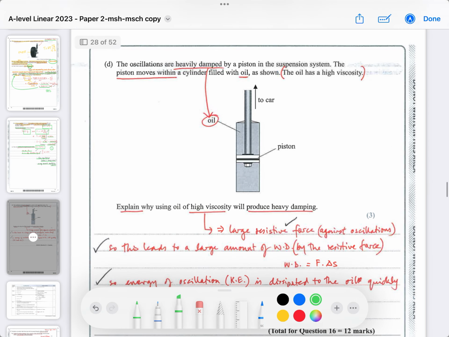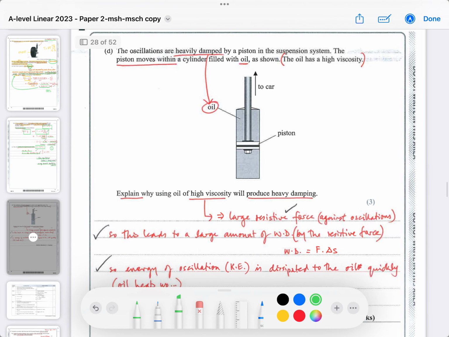Part D, this is the last part of the question, reads as follows. The oscillations are heavily damped by a piston. So you've got a piston here in the suspension system. So they've changed it from being a spring to being a spring attached to something which has got oil, which is absorbing some of the vibration.